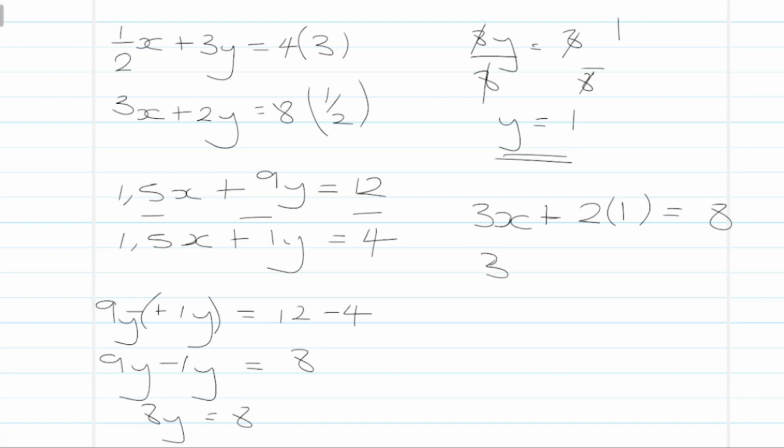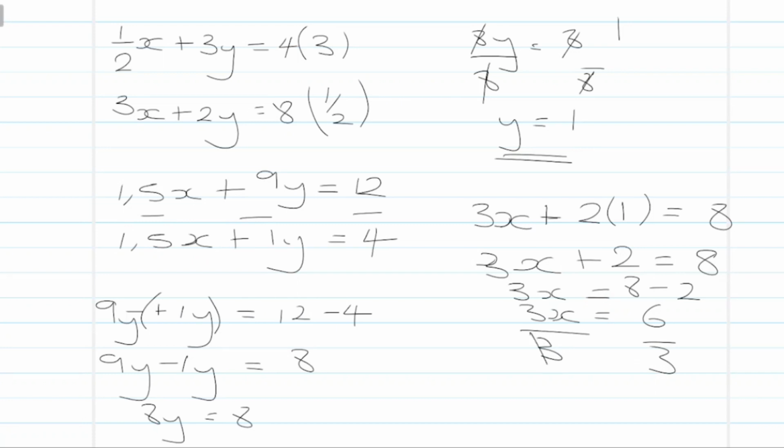And we say 3x plus 2 times 1 is 2 is equals to 8. And we say 3x is equals to 8 minus 2, which is 6, and here we have 3x, and you divide both sides by 3. Divide both sides by 3. 3 into 3 is 1, and 3 into 6 is 2. So our x is equals to 2. So this is the answer for x.